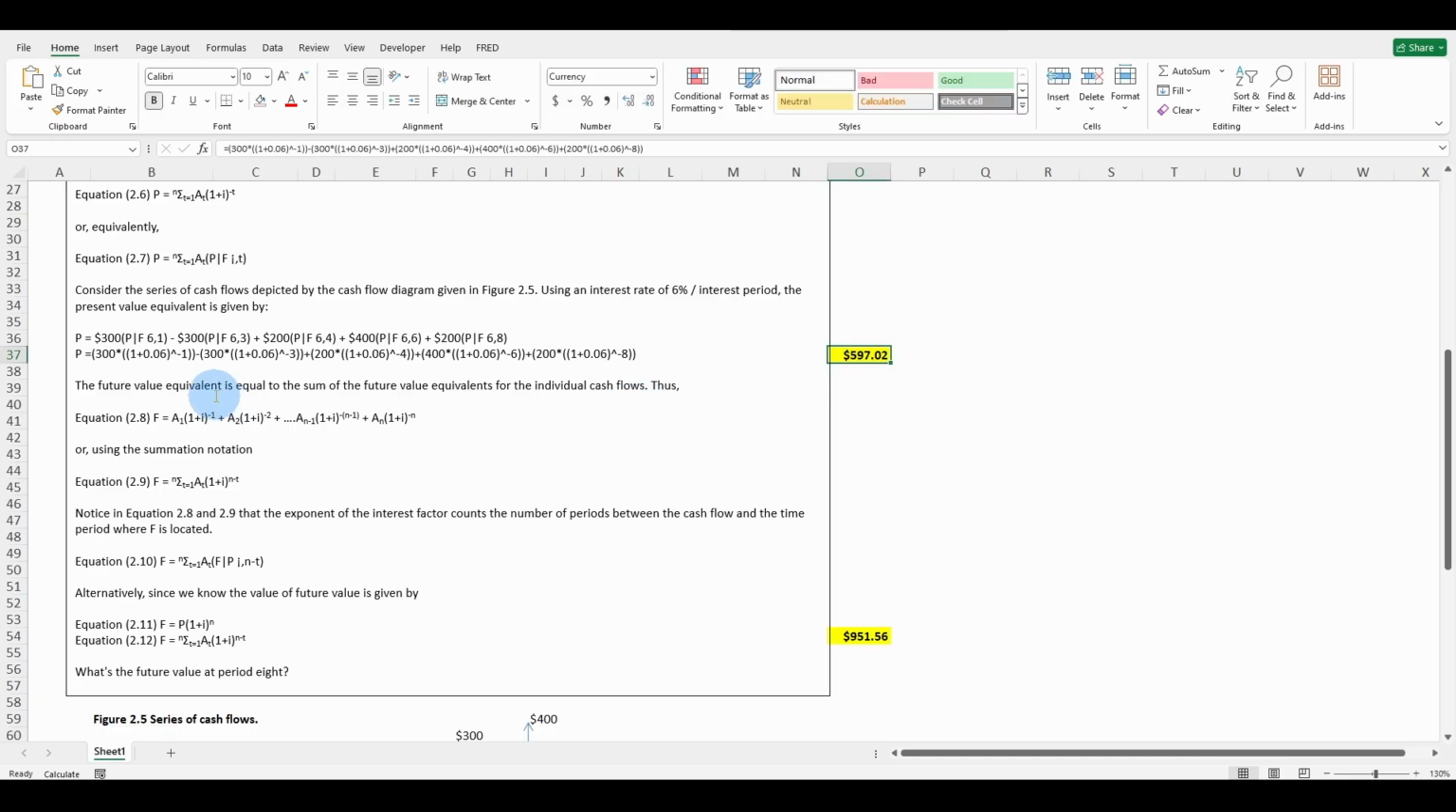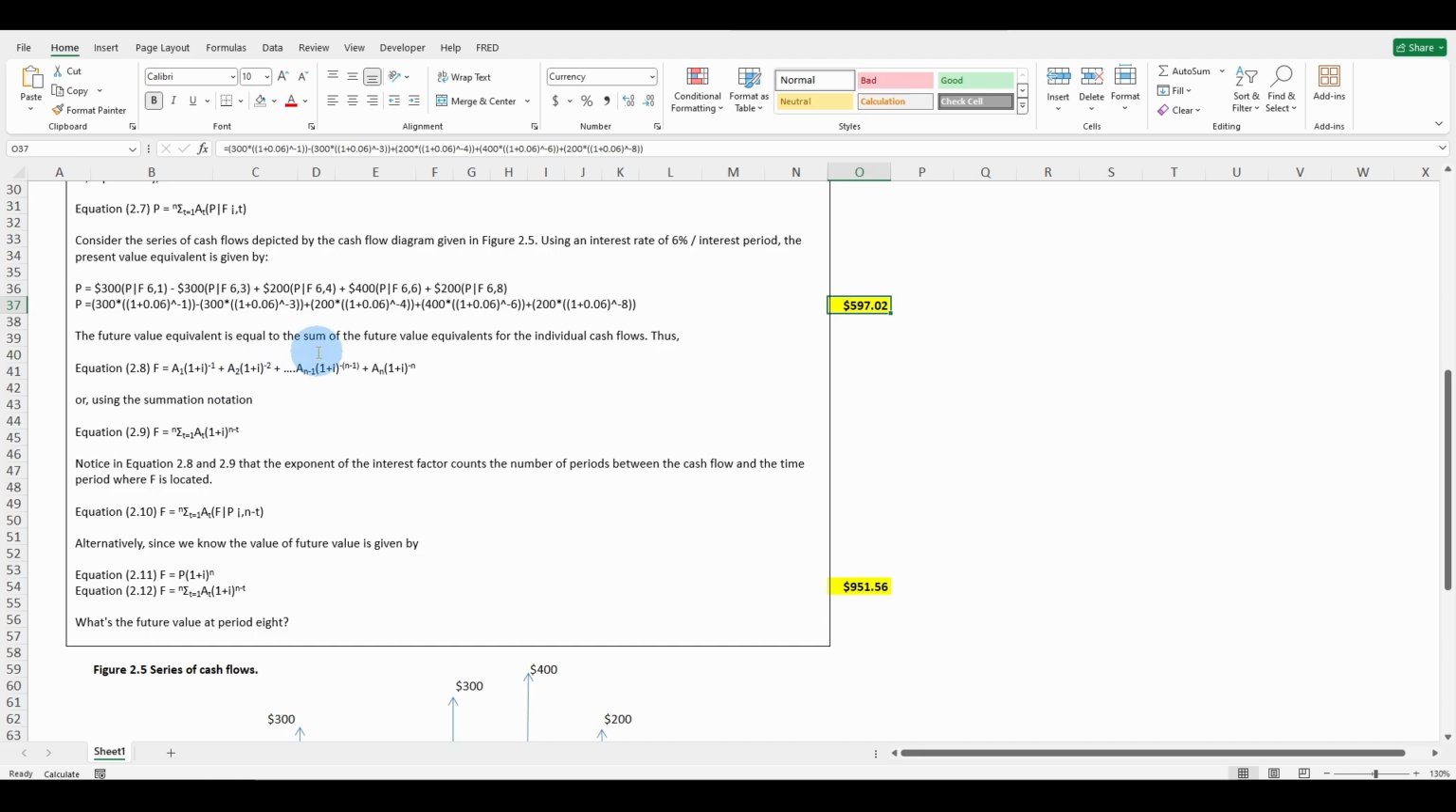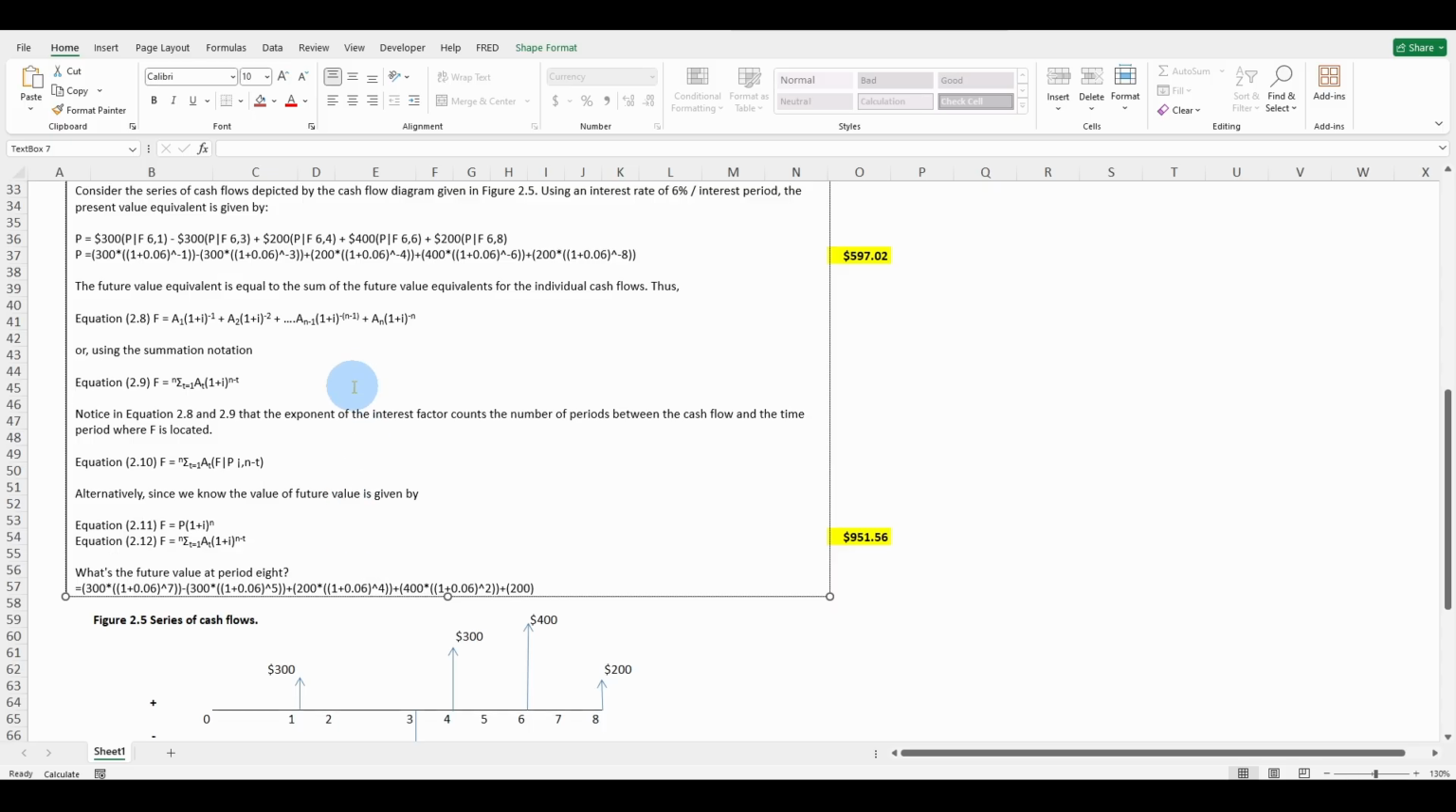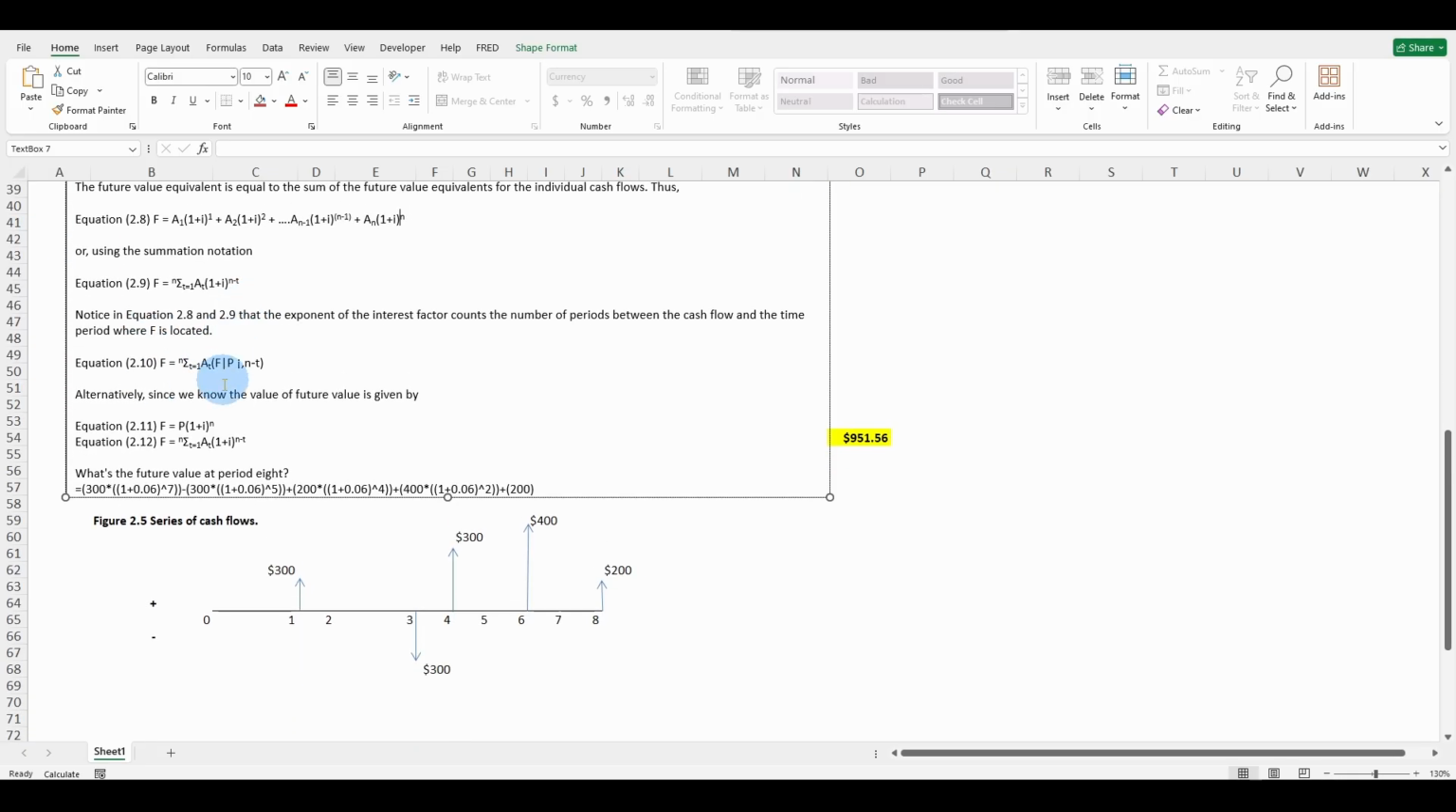There's your number, 597.02. The future value equivalent is equal to the sum of the future value equivalents for the individual cash flows. In this particular situation, we're going to use this F, then we're going to have A, then we're going to use the same format, except we're not going to be using the negatives. You've got to get rid of the negatives. So we're going to follow the same format. Here, we're going to use this particular layout right here. And then here's the formula.